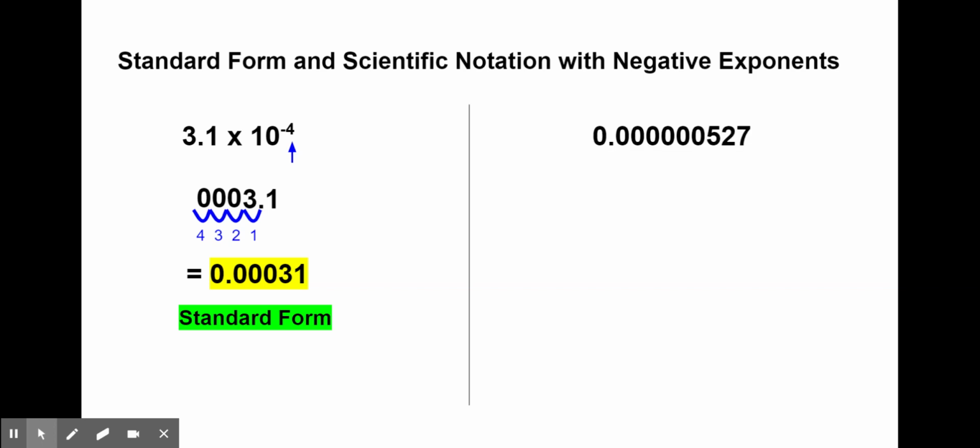Let's try this with another example. We have 0.000000527. So that is a really small number. You can already see that scientific notation is going to make this way easier to write because that's a lot of zeros to keep track of. So we're going to take a look at this.